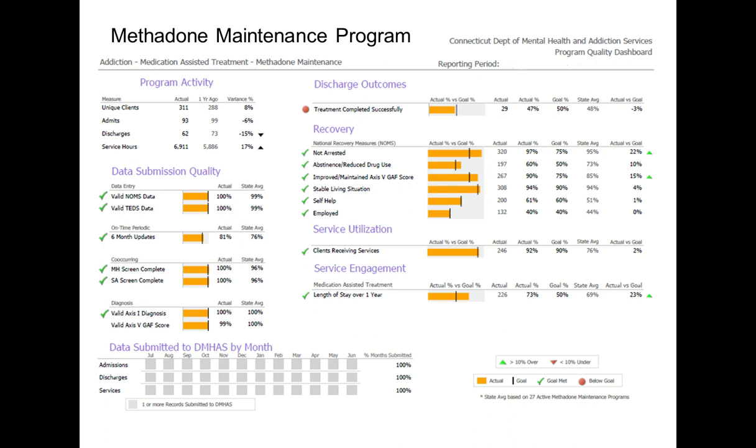So we launched a redesigned quality report in 2013. We try not to call them report cards anymore.